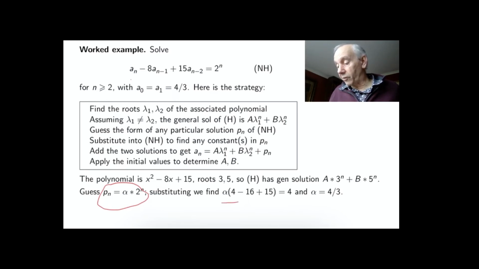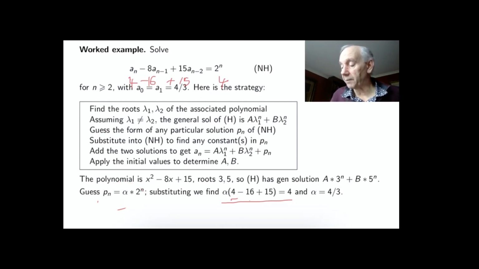what I've done here to get this equation is I've substituted in and I've divided both sides by 2 to the n minus 2. So I'm actually left with an extra 2 squared here, which is a 4, an extra 2 here. So I get an extra 4 here, an extra 2 here, and nothing here. So that's why I get these coefficients 4, minus 16, 15, and then if I divide by 2 to the n minus 2, I'm left with a 4 there. So if you put that together, you discover that alpha must be 4 over 3. Okay, so we've got a particular solution, 4 over 3 times 2 to the n.